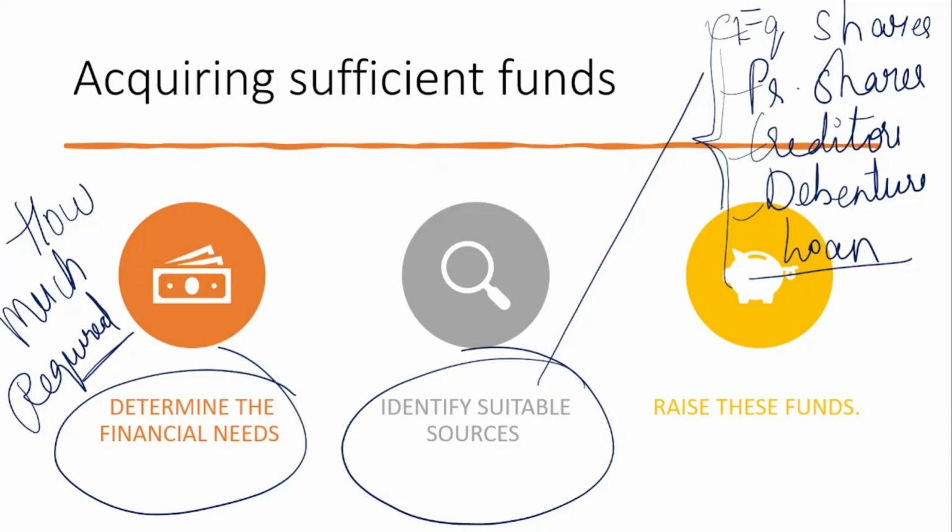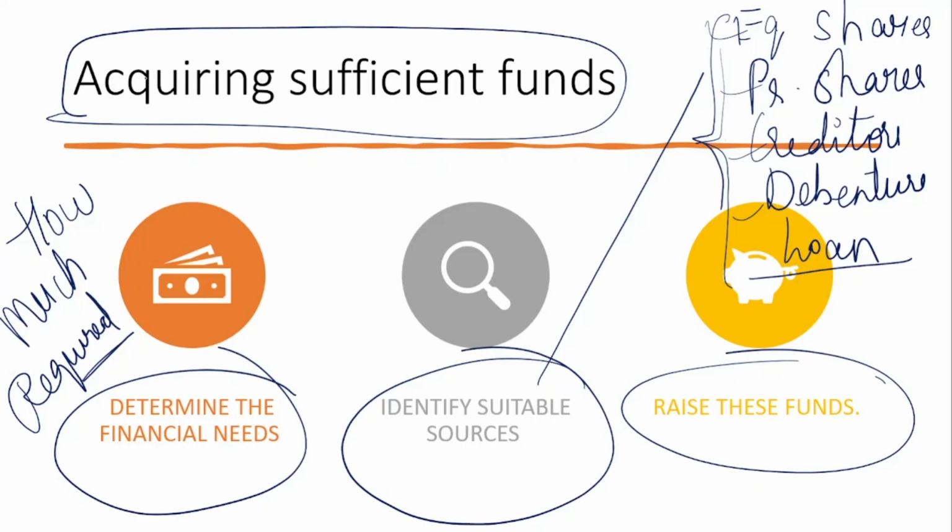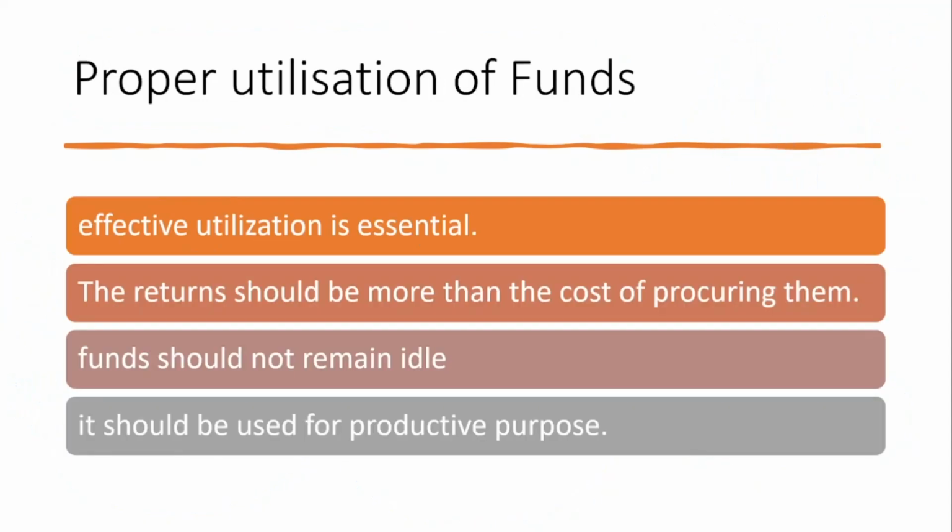Such suitable sources I need to search. After finding out the suitable sources, we need to raise the funds. That is all about acquiring sufficient funds. The second objective is proper utilization of funds. Once you have acquired the funds, the effective utilization is very much essential, isn't it? So the returns should be more than the cost of procuring them.